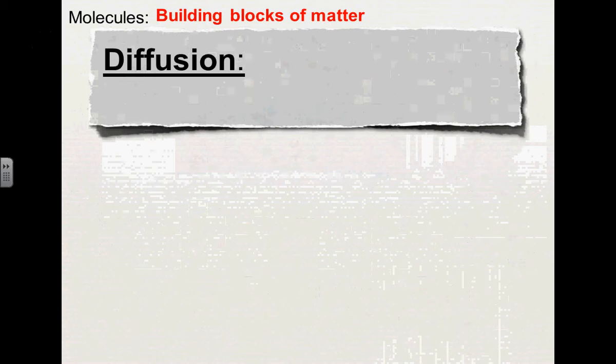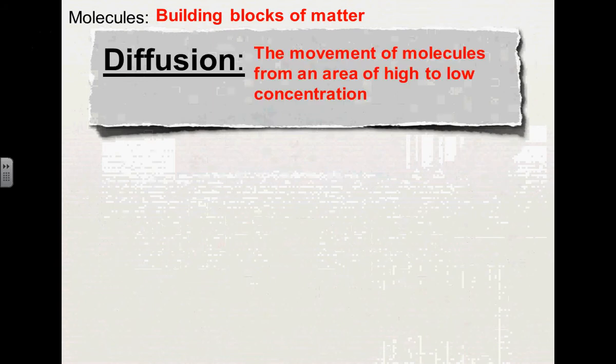Molecules are, now they don't think, they're just particles, but if they could think, we would say they don't like to be crowded together. Molecules don't want to be jammed into a very high concentration. If they can, they will spread out into a less crowded area, into an area of lower concentration. And diffusion is the movement of molecules from an area of high concentration to an area of low concentration.